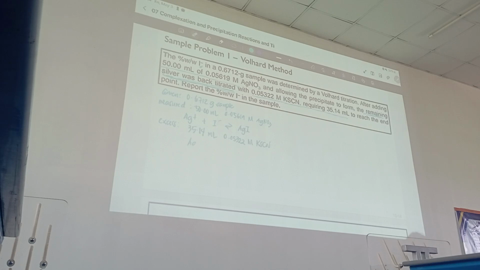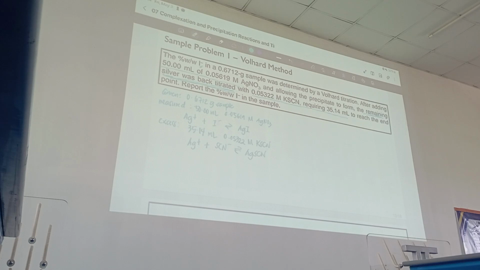Ag plus, sino react sa Ag plus? SCN minus. This would be AgSCN. Ang K, cation plus cation, hindi ba? Nagets ninyo? Okay. Always na siya yung ballpark method, Volhard method ang gamiton.